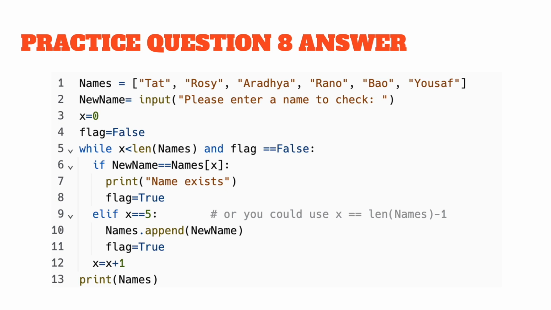Outside the while loop, we're going to then print the names out because at the end of the whole cycle, we want to print out whatever is in the array. Hopefully you've got something like this. Make sure that your indentation is right. Test the code, run it yourself, and see if it works.